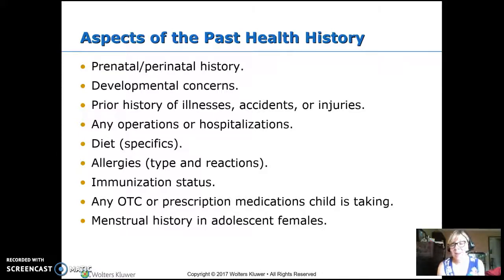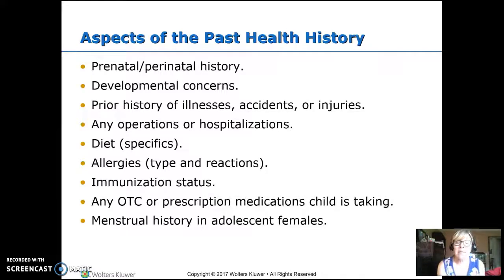Allergies. Ask what their allergies are, but also ask what happened. Sometimes people use the term allergy when really it just upset their stomach. We're going to try to not use medications that upset their stomach, but if that's the best medication, we can use it. If they had an anaphylactic reaction, we cannot use it. So we need to know what the reaction was.